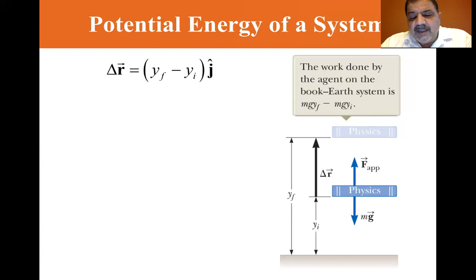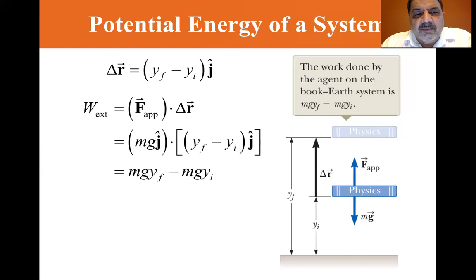The applied force is equal in magnitude to the gravitational force on the object. The object is modeled as a particle in equilibrium moving at a constant velocity. So the work done by the external agent on the system, the object and the Earth, as the object undergoes upward displacement is as shown. The external work is the applied force. Well, if there's no acceleration, the applied force is mg. So F applied dot delta r, so it's mg in the j direction, dotted with y final minus y initial j, and you get mg y final minus mg y initial.